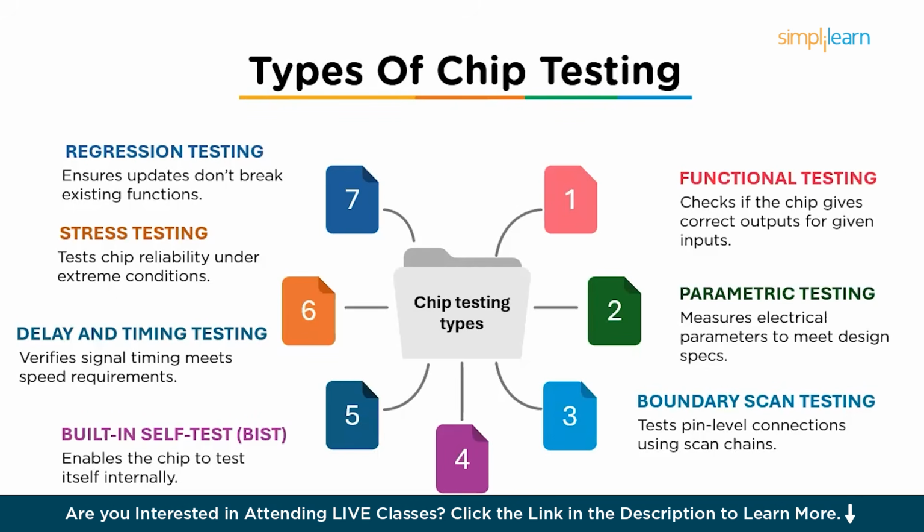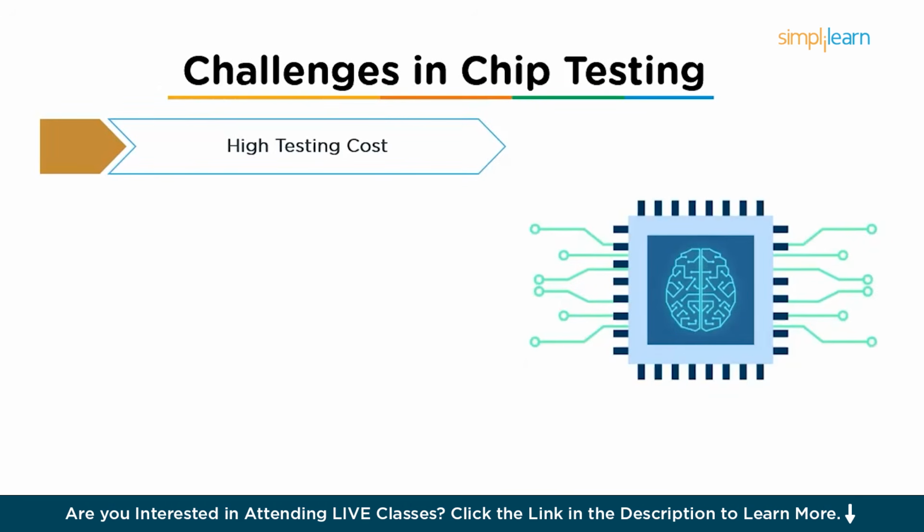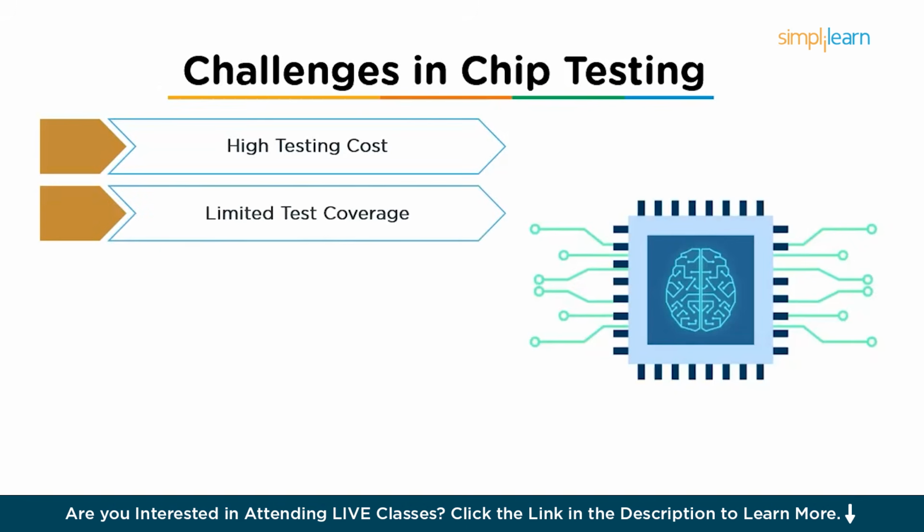So after understanding types of chip testing, now let's see some challenges in chip testing. The first one is high testing cost. Chip testing is a resource-intensive process that requires specialized equipment, skilled engineers, and significant computational resources. As chip complexity increases with billions of transistors and multiple cores, the cost of developing and running thorough test cases grows substantially.